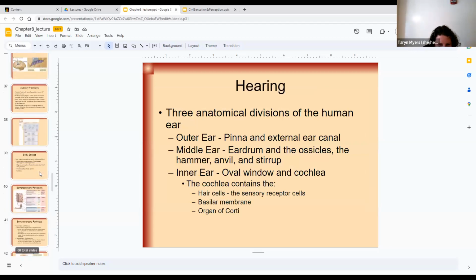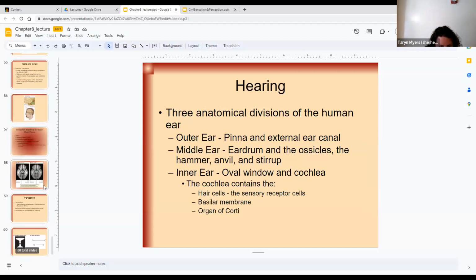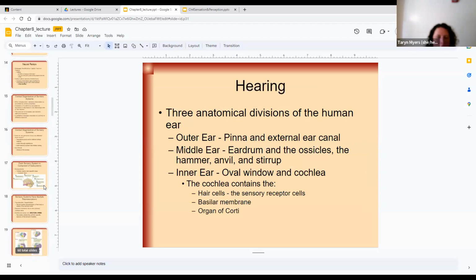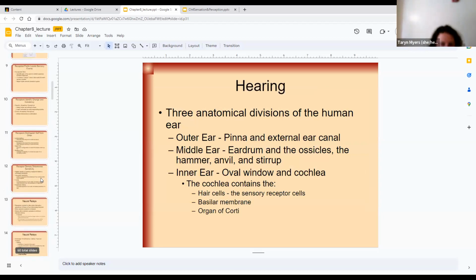The other thing that I'm not finding my slides for, so I'll just talk through it. Let me scroll up one more time and see if I can find them.